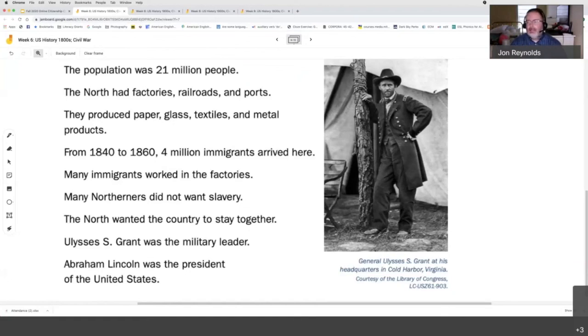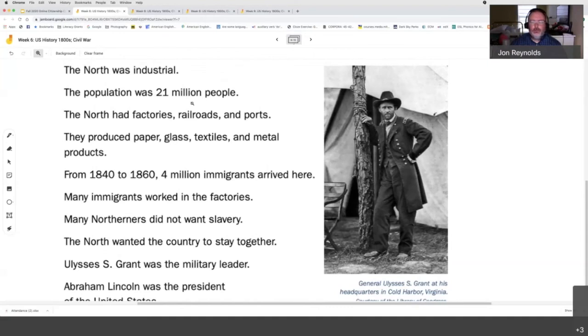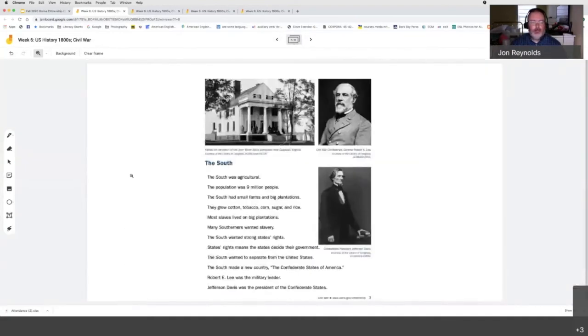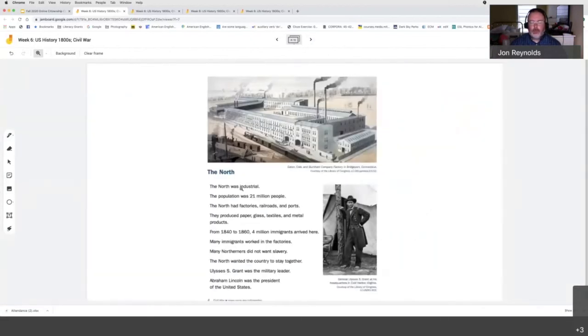Okay, so again, let's compare. As we said before, the population was 21 million. That was much bigger than the South, right? The South had 9 million. Again, the North was industrial. The South was agricultural.